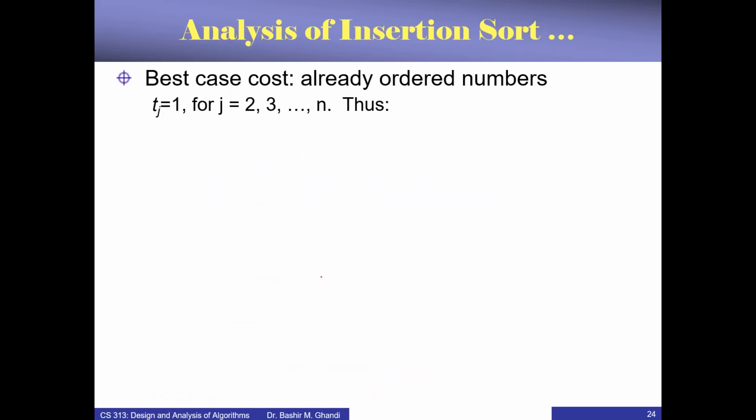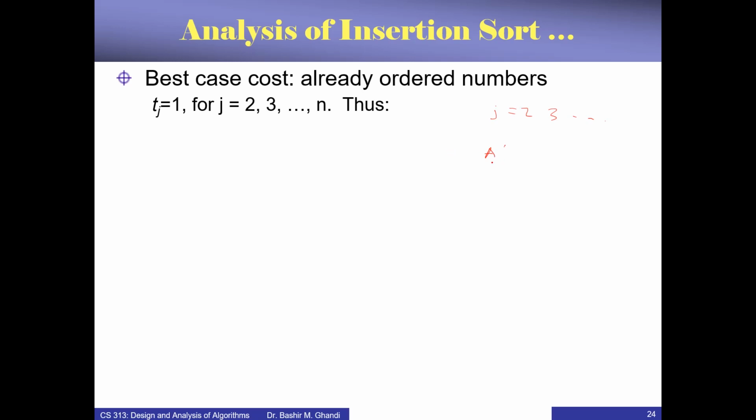So the best case. The best case scenario is if you are lucky that the elements in the array are already sorted. So that each time you take an element A[j], remember we start from j equal to 2, 3, and so on, when you pick element number 2, it is already in its correct place. So you don't have to go inside the inner loop to be shifting it to the right.